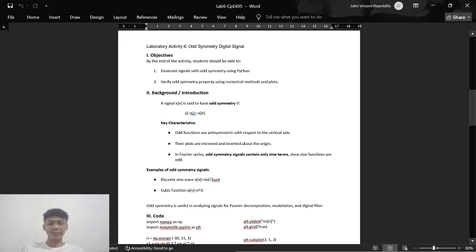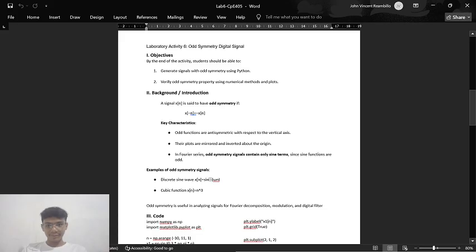both visually and numerically. A signal is said to have odd symmetry if x of negative n equals negative x of n. This means the signal is mirrored and inverted about the origin. In simple terms, the left side of the graph is the opposite of the right side. Odd symmetry is also called anti-symmetry because the values on one side cancel out the values on the other.